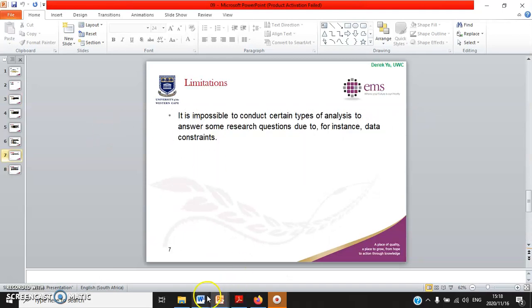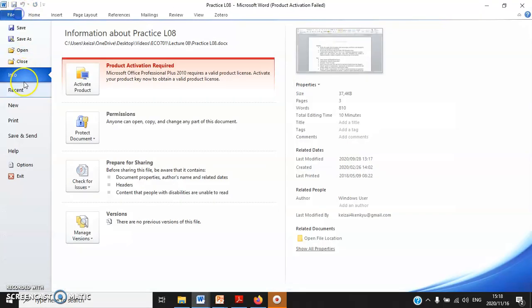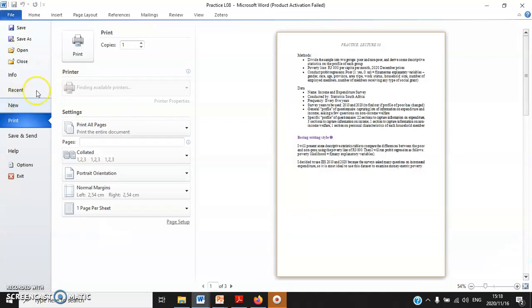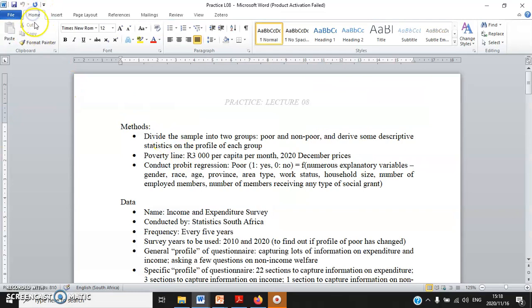Okay, so to conclude your chapter 3, I would recommend the following structure. I need to open a new Word file. What's going on here?